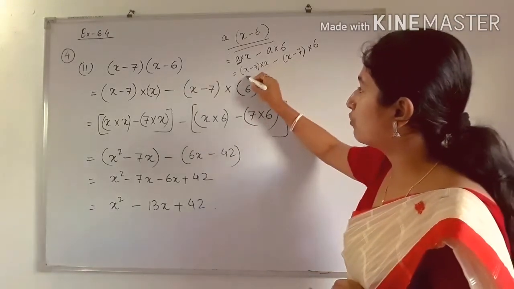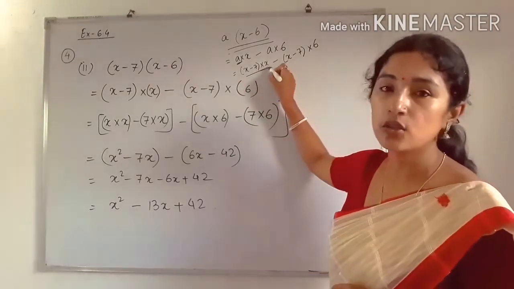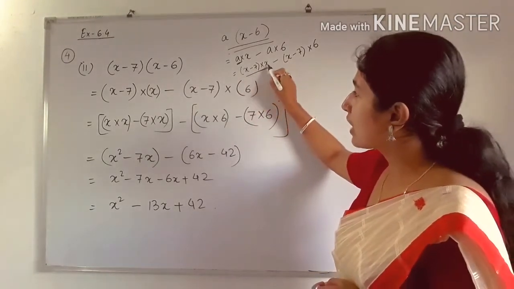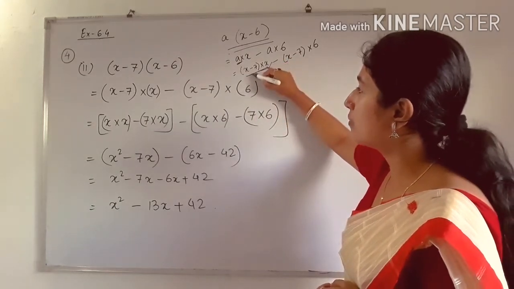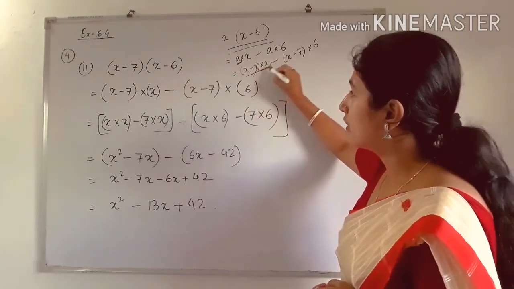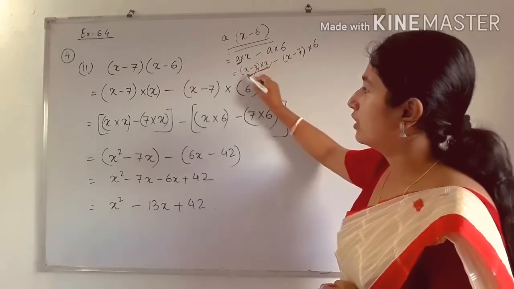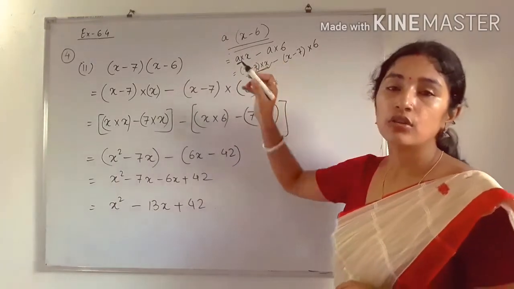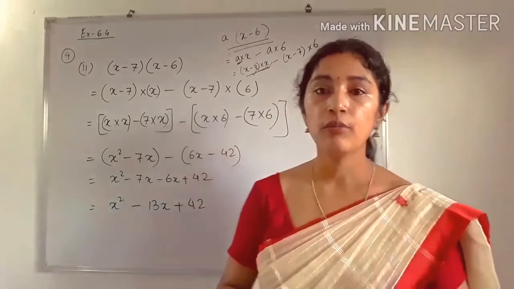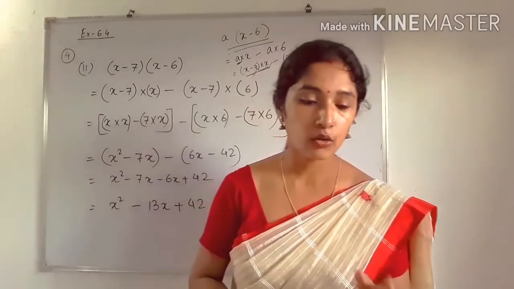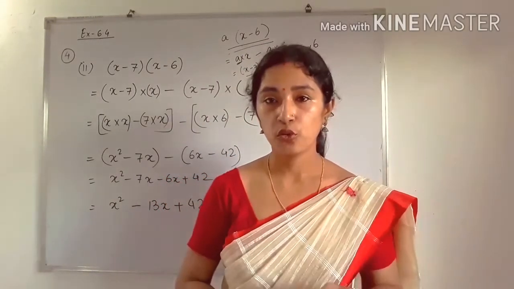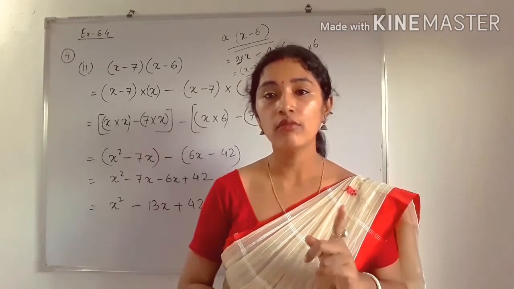Now what we have to do? We have to again apply the distributive property here. You can see x is multiplied with x minus 7, because it is a monomial and it is a binomial. So again this is the repetition of question number 3. That means when we multiply a binomial with a monomial, like in question number 3, then we have to apply the distributive property only once.